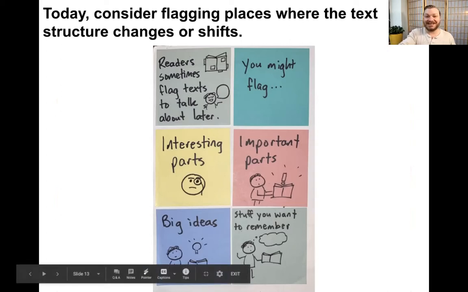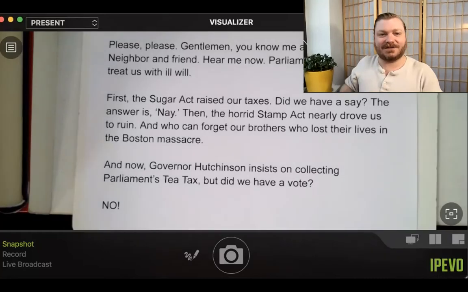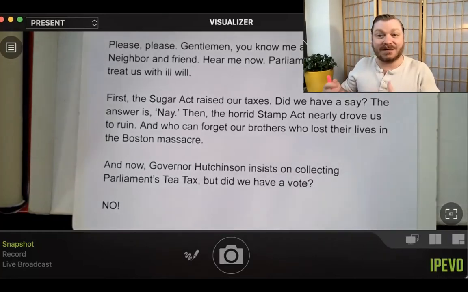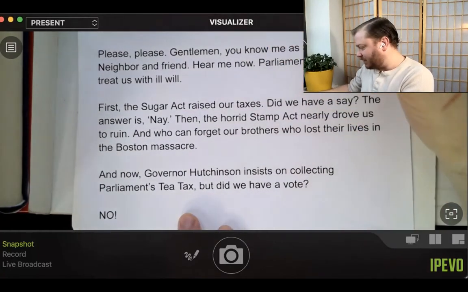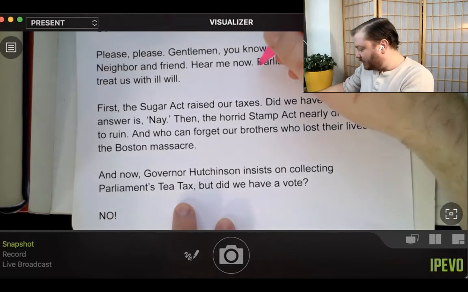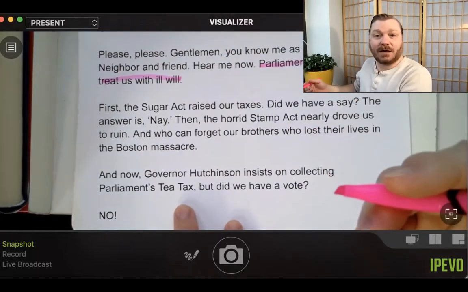Okay, let's stop to think. Okay, so we've got our text structures, and I've got it right here. Let's think what text structures might apply here. Thinking boxes and bullets, chronological, cause and effect, problem solution, and compare and contrast. Well, let's take a look. "Gentlemen, the hour has arrived." Right? "Please, gentlemen, you know me." It's sort of an introduction. "Parliament continues to treat us with ill will." That seems like it's a problem. So maybe I'm thinking problem solution.